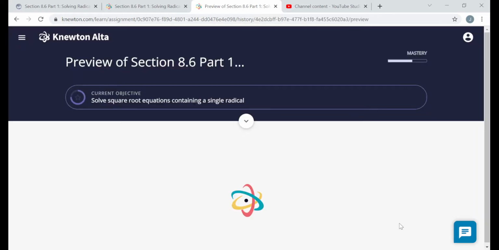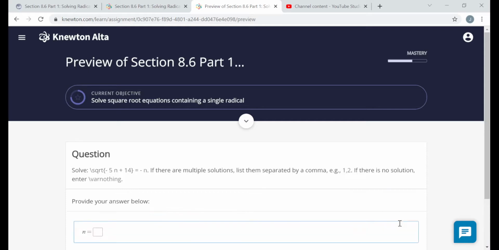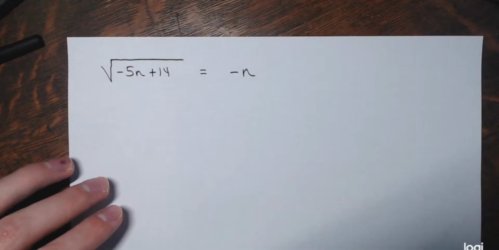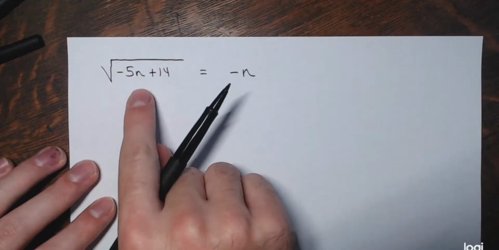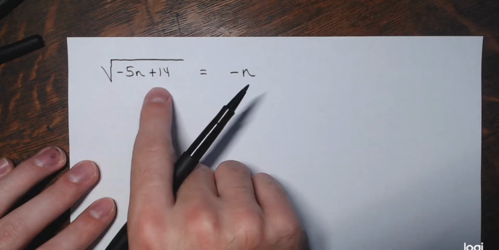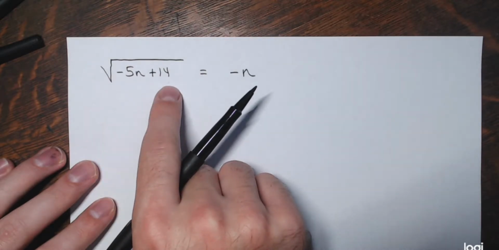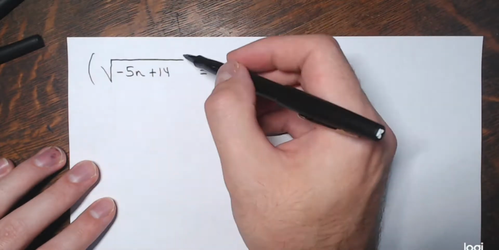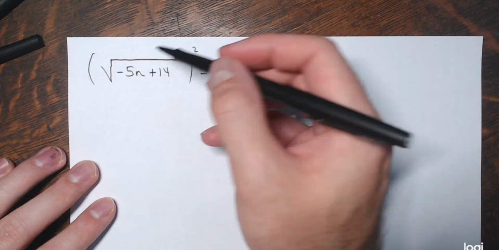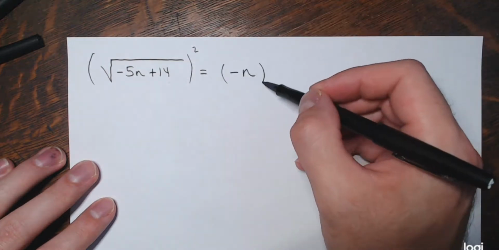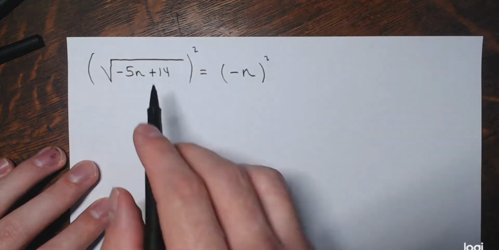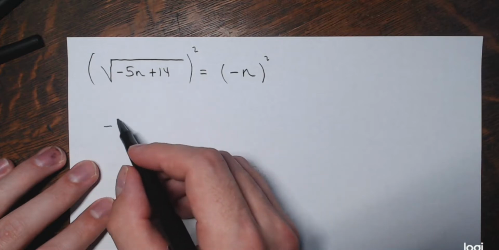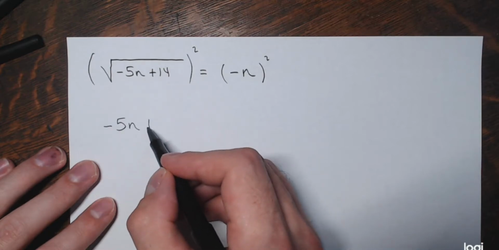All right. Then it looks like one last question here with just a square root. This one's already set up the way I want. The radical is already alone on one side, every non-radical on the other. And then we'll undo this by squaring, since it's a square root, and do the same thing to the entire other side. The radical's undone, so I'm just left with the radicand, negative 5n plus 14 on the left.